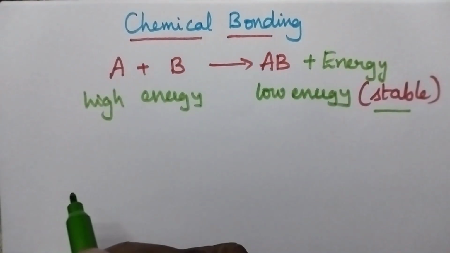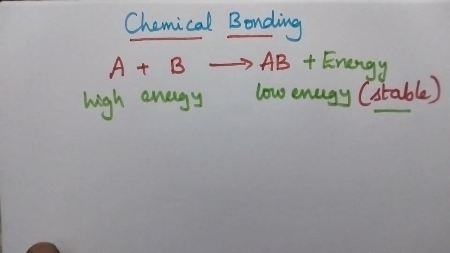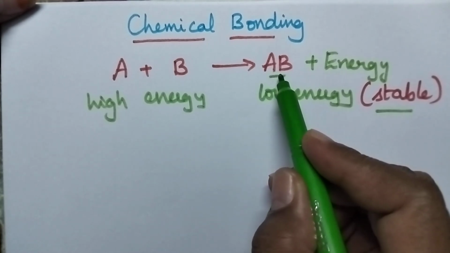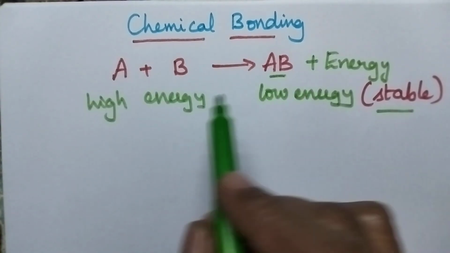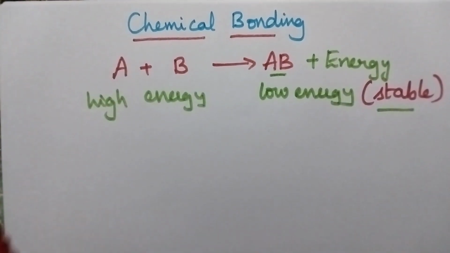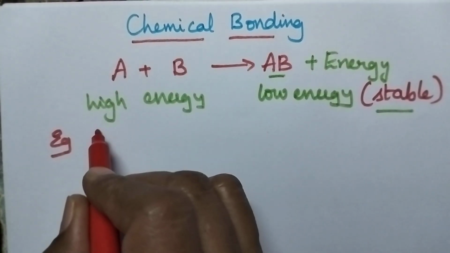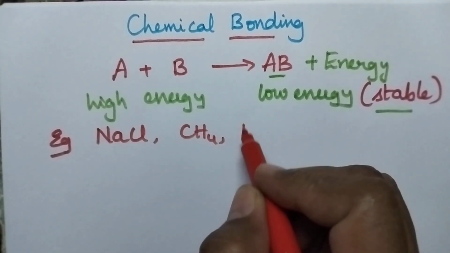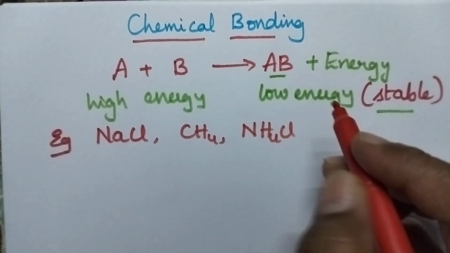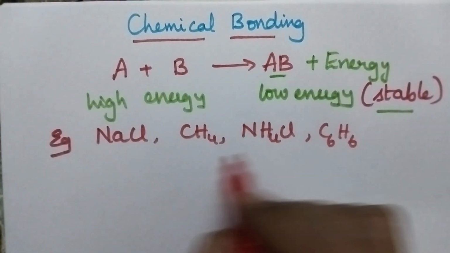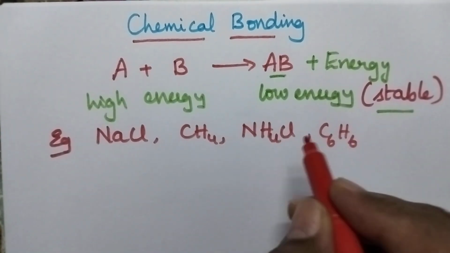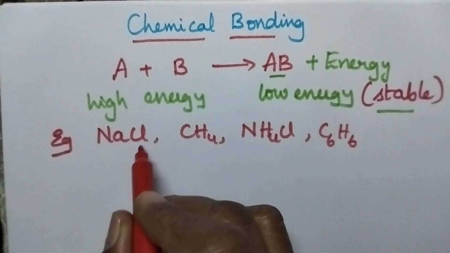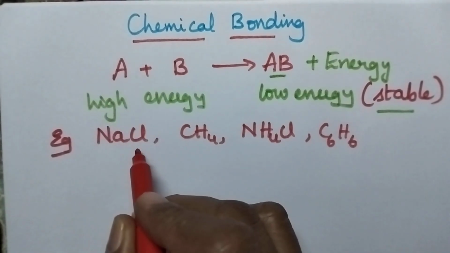Here, coming to chemical bonding, it can be defined as the force of attraction between two atoms or group of atoms. Let us consider a few examples. For example, NaCl, methane, ammonium chloride, even benzene. All these molecules are stable since there exists an attractive force which holds all the atoms together in the molecule.